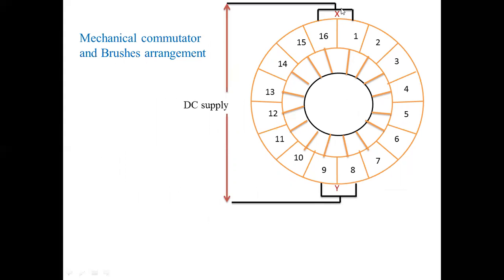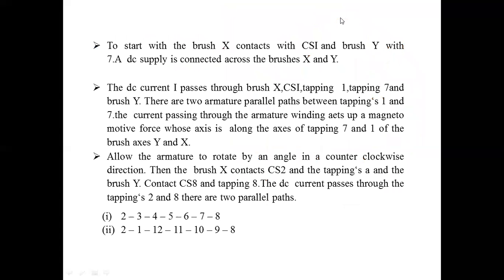When you reduce to 12, the segment distance increases. Allow the armature to rotate by an angle in the counterclockwise direction. Then brush X contacts CS2 and tapping 2, and brush Y contacts CS8 and tapping 8. The DC current passes through tappings 2 and 8. There are two parallel paths, through 2, 3, 4, 5, 6, 7. These are the two parallel paths of the commutator brush arrangement.